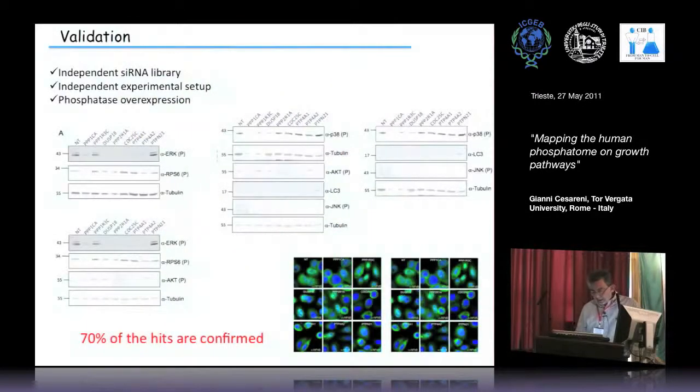So the first thing that we did was some validation. We did validation by repeating the experiment with an independent siRNA library, not the one that we used for the primary screening. We used an independent experimental setup. For instance, for most of this validation, we now use Western instead of imaging. And then instead of only inhibiting phosphatases, we also did phosphatase overexpression, where we expect to observe the opposite signal. And by doing this, we observe that 70% of the hits are confirmed.